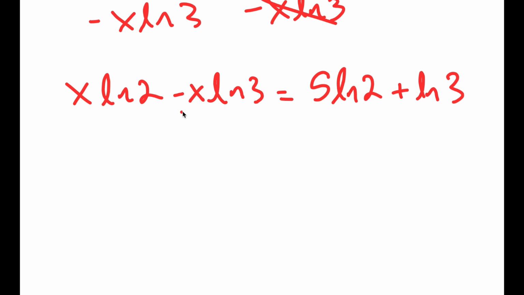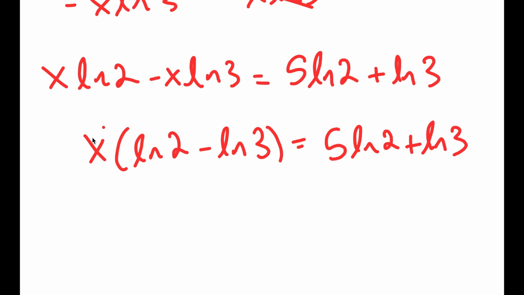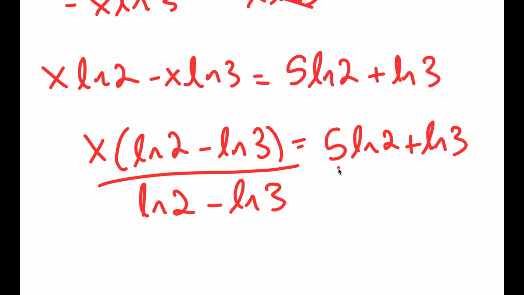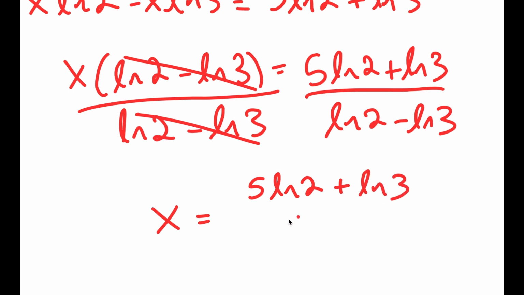And for my left-hand side, I can now factor out x, because again, that's what we're solving for. So I get x times ln 2 minus ln 3 is equal to 5 times ln 2 plus ln 3. And now from here, we want to isolate x because that's what we're solving for. So I'm going to divide both sides by ln 2 minus ln 3. So these two cancel out, and I get x is equal to 5 times ln 2 plus ln 3, and I have this over ln 2 minus ln 3.